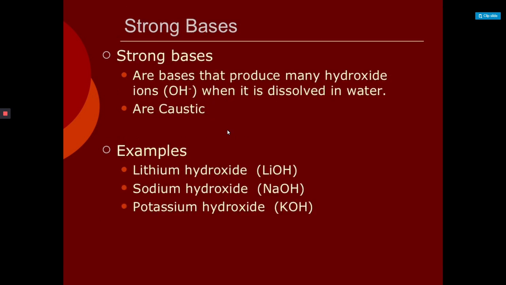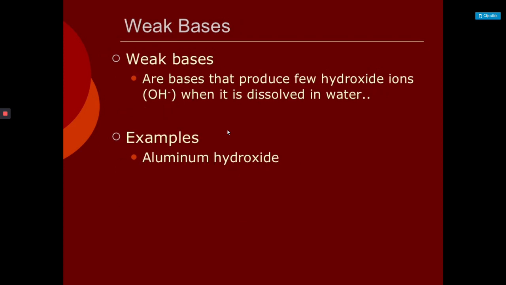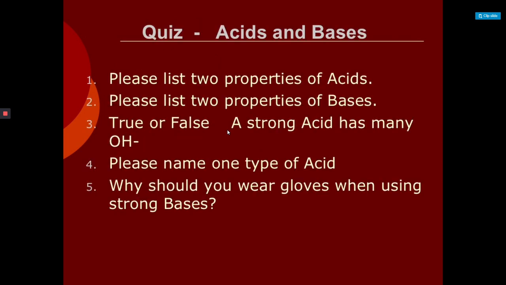Strong bases are bases that produce many hydroxide ions when dissolved in water. So acids produce hydrogen ions and bases produce hydroxide ions. Some examples are lithium hydroxide, sodium hydroxide, potassium hydroxide. Weak bases are those that produce few hydroxide ions when dissolved in water, for example, aluminium hydroxide. So this is a quiz.